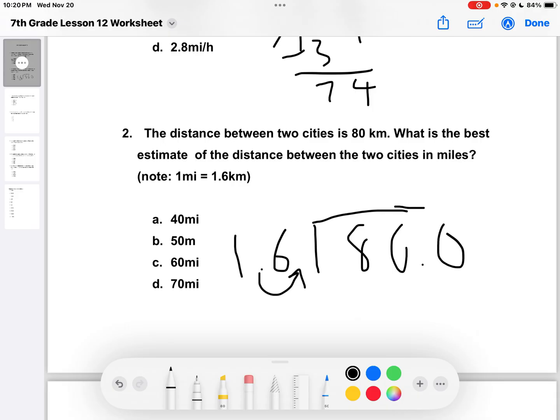And since we did it to one side, we need to do it to the other side. And so this 80 will be 800. So the final numbers will be 16, 800. So it'll be 800 divided by 16. And 16 goes into 80 exactly 5 times. So the answer will be B, 50.